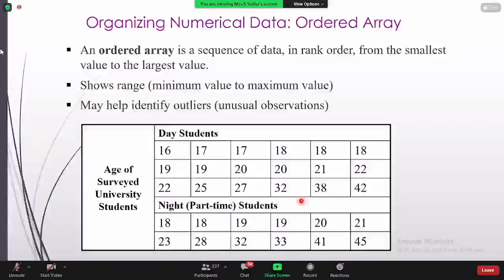Otherwise, you can put the answer in the chat box also. What is the decision based on this point? What is the decision you are taking? Only these are the two things we can derive from the ordered array. But for the time being, you will leave identifying the outliers based on this fact.